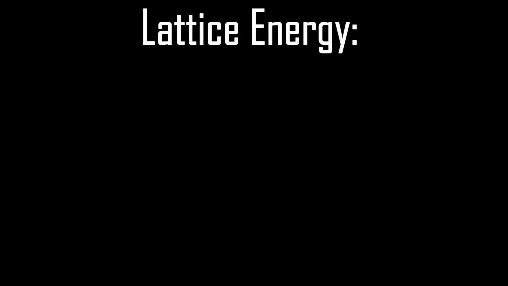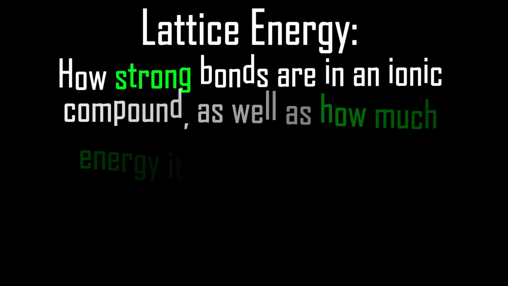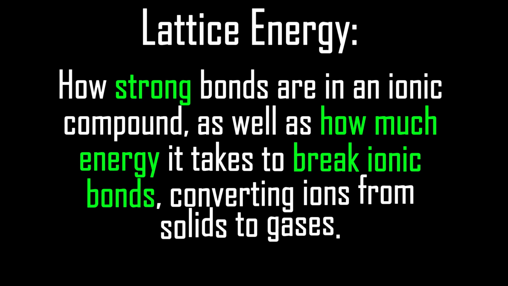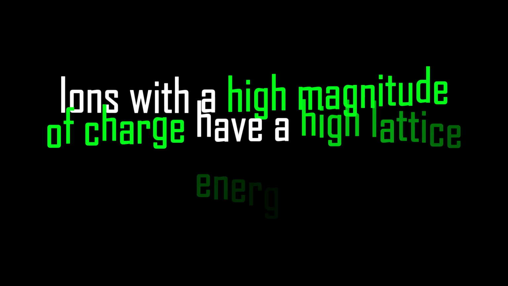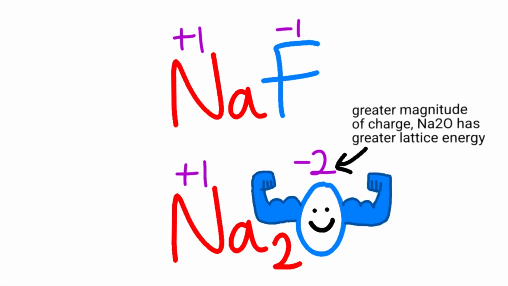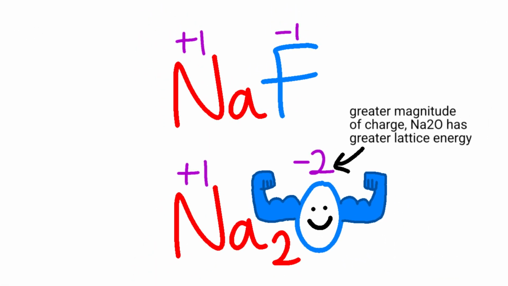Speaking of lattice structures, it's now time to go over comparing the different lattice energies for different ionic compounds. Lattice energy describes how strong the bonds are between ions in an ionic compound. Specifically, it describes how much energy it takes to break attractions between a mole of an ionic compound, in order to convert it into a gaseous state. Ions with a high magnitude of charge will have a high lattice energy. For example, when comparing the lattice energy of sodium fluoride and sodium oxide, sodium oxide would have a greater lattice energy, since the oxygen 2- ion has a greater magnitude of charge than the F- ion.